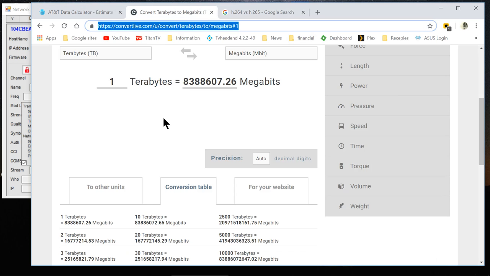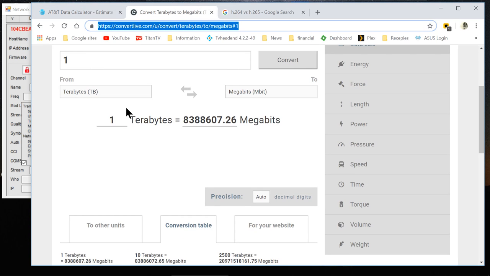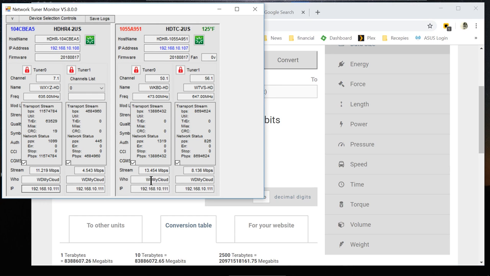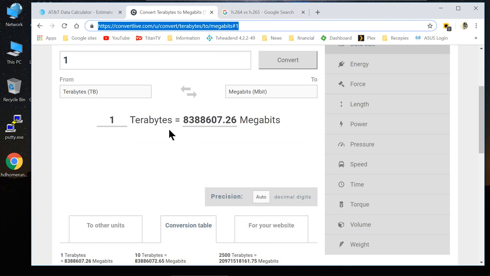Now, you have to remember, they measure in megabits. Megabits, million bits per second, not bytes. There's 8 bits in a byte. So 1 terabyte equals 8,388,670 megabits. So that's what you have to concern yourself about.